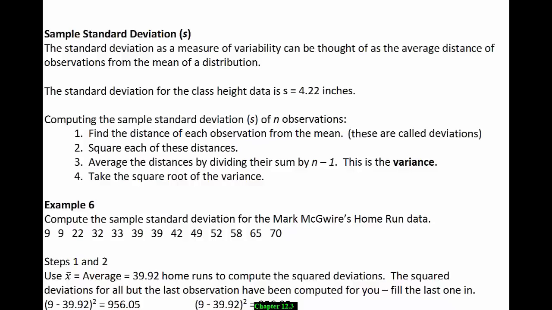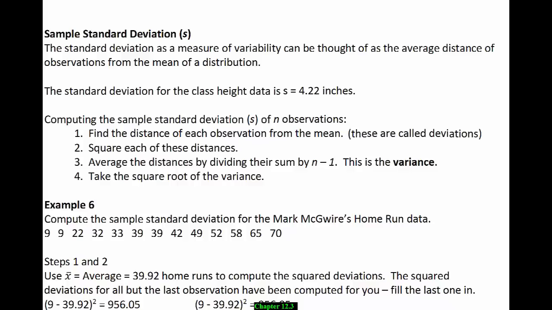We're going to average the distances by dividing their sum by n minus 1. This is called the variance. Since we squared each of the distances, this is in the units squared, so this would be in inches squared. So to get our final answer and put it back on the scale that we collected our data in, we're going to take the square root of the variance to calculate s.